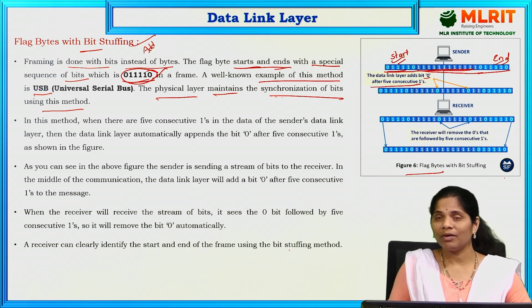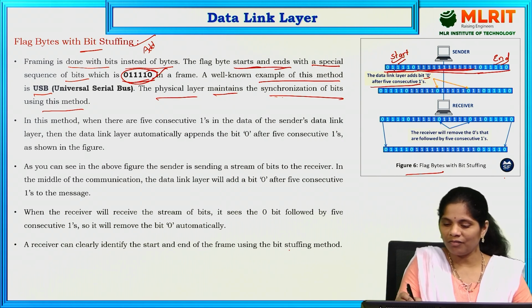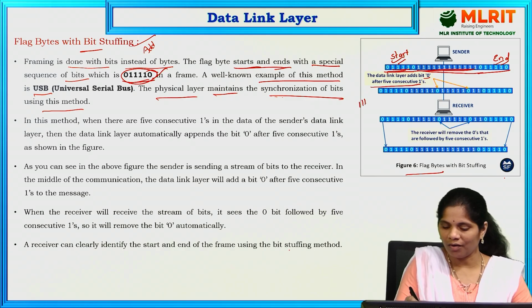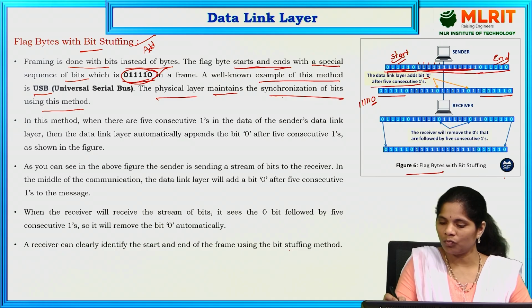So whenever the data is sent from the sender to the receiver, after 4 ones it is 0, right? That's why after 5 consecutive ones, we have to stuff a 0. See here, this is the starting, this is the ending. So after 5 consecutive ones, 1, 2, 3, 4, 5, after 5 we have to add a 0.